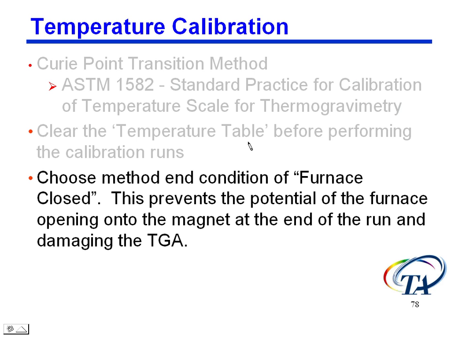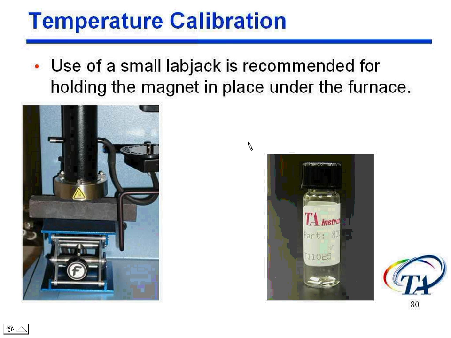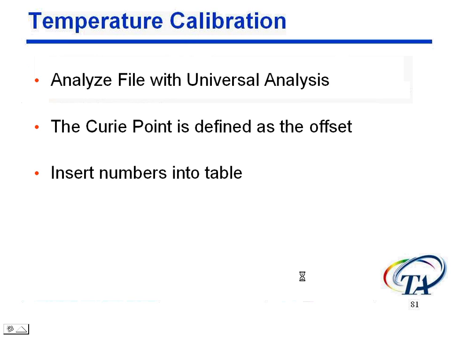For temperature calibration, we normally use a small lab jack to hold the magnet under the furnace. Now the vial here shows the nickel or alumel that would come in your kit, and these were the normal materials that we would use. After you make the run, you want to go into Universal Analysis and analyze the file. The Curie point is defined as the offset, and we're going to insert the numbers into the table.